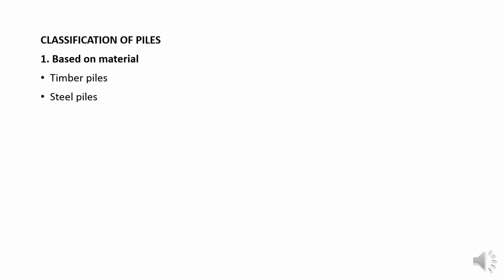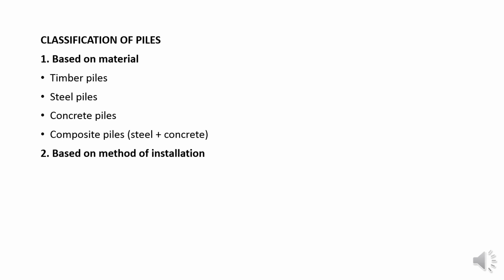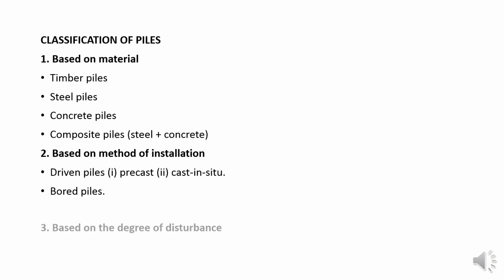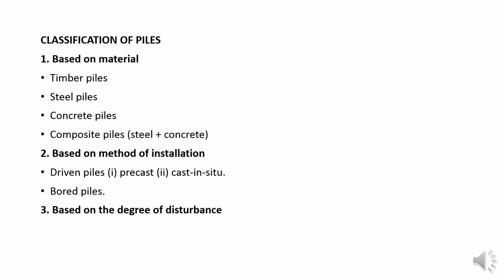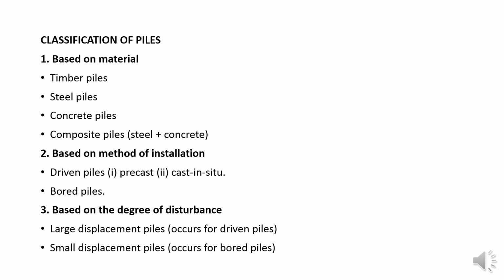Okay, finally the classification of piles. Based on the material, it is divided into four: timber piles, steel piles, concrete piles, composite piles. Composite pile consists of steel plus concrete. Based on the method of installation, first one is a driven pile. It is further classified into precast and cast in situ. Next is a bored pile. Finally, based on the degree of disturbance, it has two types. One is a large displacement pile, another one is a small displacement pile.